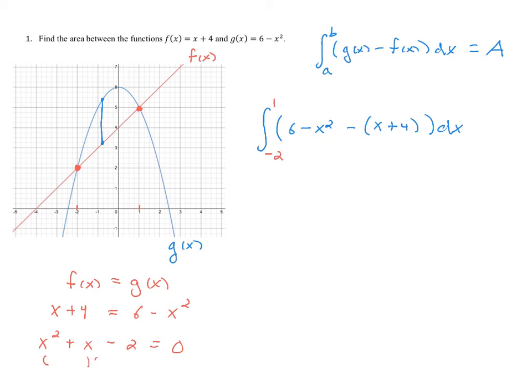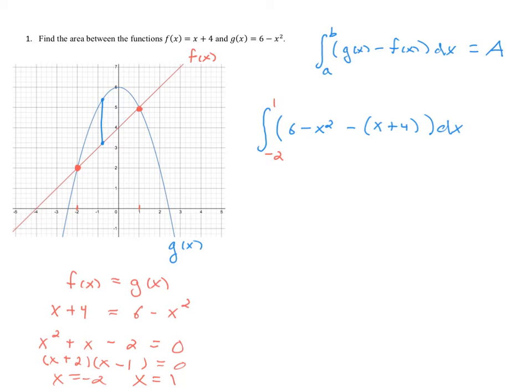I think this factors. Have an x and an x. It has to be a +2 and a -1. Okay, and this means the solutions are x is equal to -2 and x is equal to +1, which matches up with the picture that we have here and here. -2 and +1 are the two places where the functions are equal.